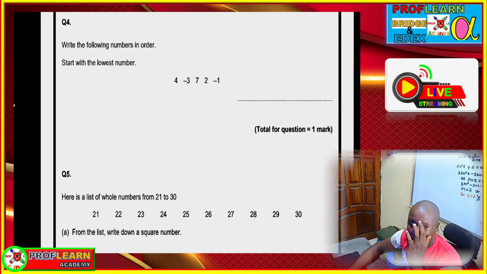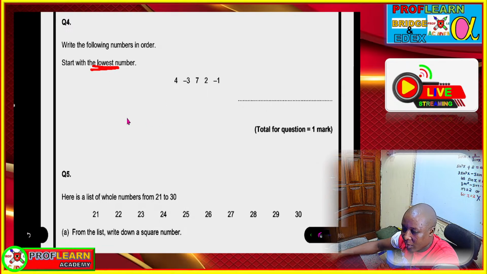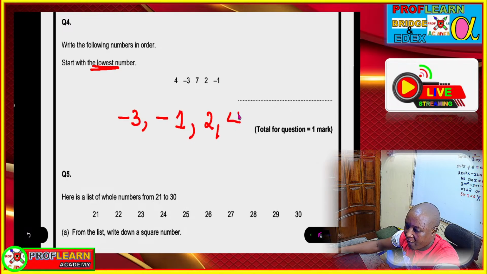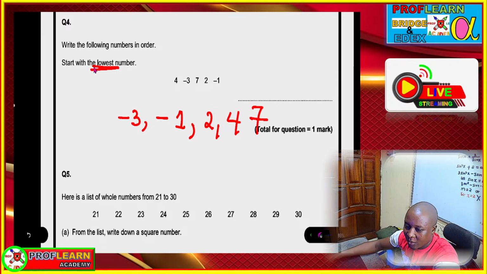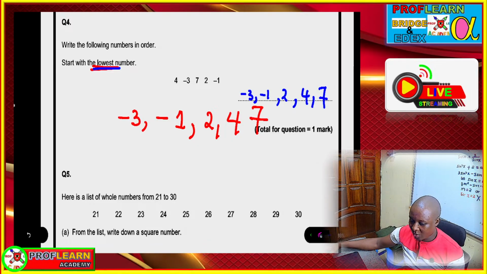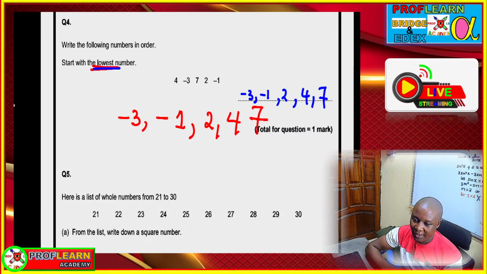Write down the following numbers in order, starting with the lowest number. So that is going to be -3, -1, 2, 4, then 7. Those are the numbers, and that's the order in which these numbers are going to be from the smallest. So we shall say -3, -1, 2, we have 4, we have 7. Basically that's what you're going to do.